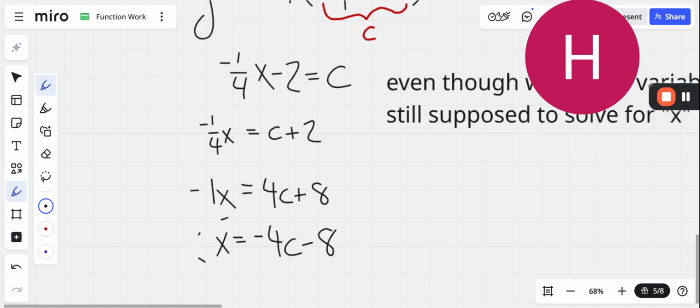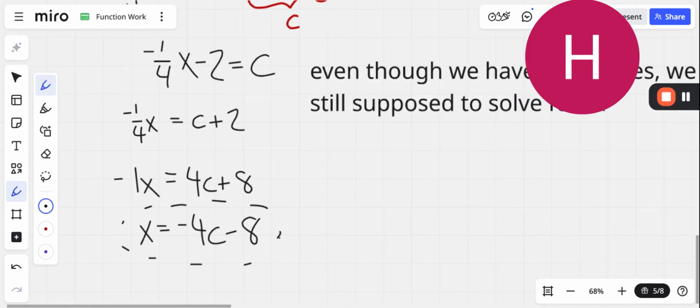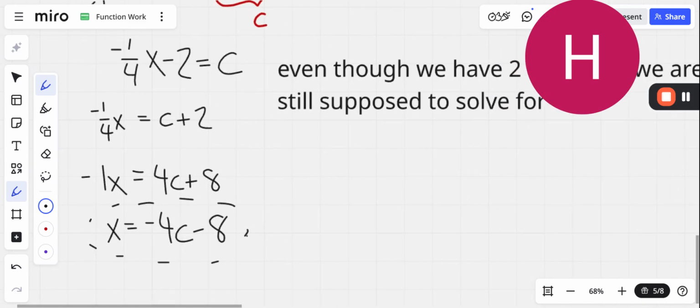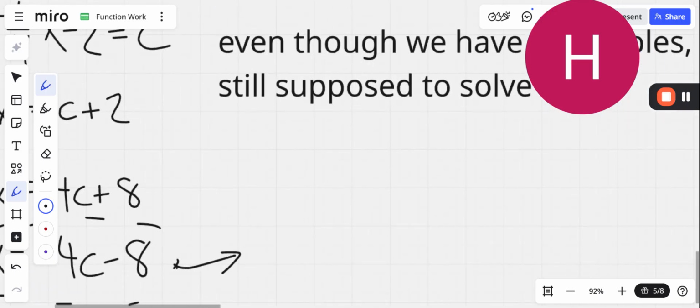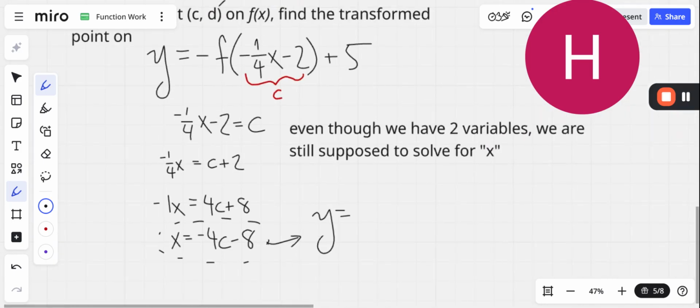Now, I know that doesn't look like a nice number, but whatever c is, that's just some number. And let's imagine what would happen if we plug that x value in. So we're going to get y equals negative f of negative 1/4 of x. Let's plug in the x. Negative 4c minus 8 minus 2.